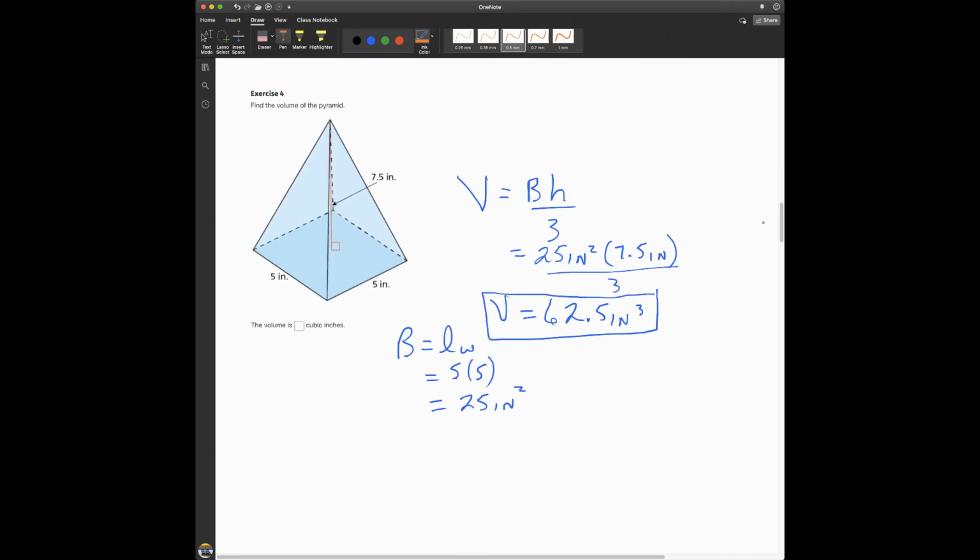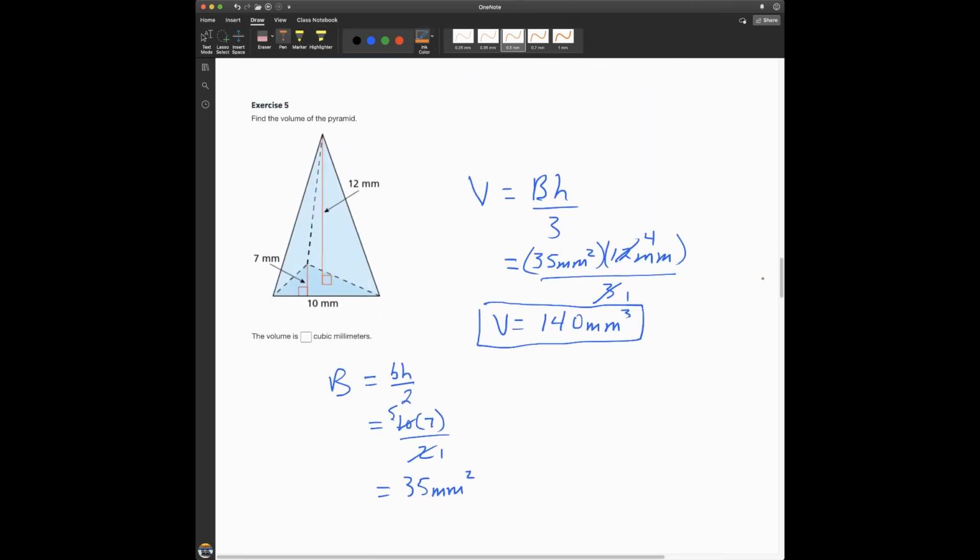Number four, another pyramid. This is a square pyramid. I see that when I look down here at the lengths of the base. So the area of the base is just 5 times 5, 25 inches squared. And I go ahead and plug that into the formula, and I get my answer for the volume, 62.5 inches cubed.